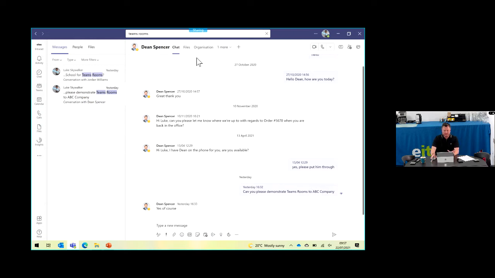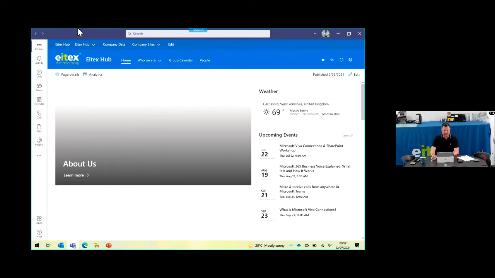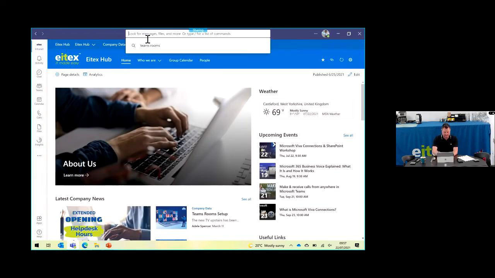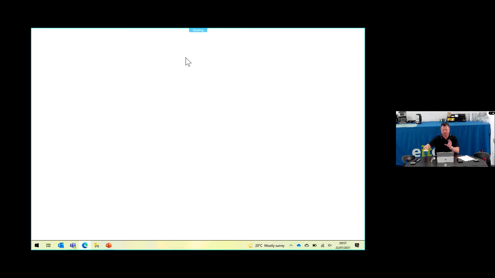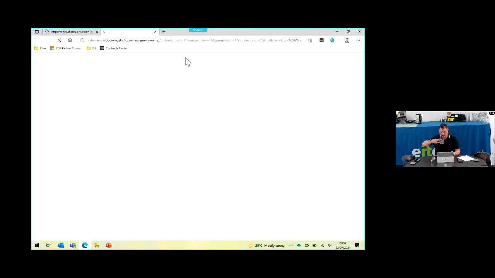So you're probably familiar with the search within Teams right now. But if I type that again, Teams Rooms, from within Teams, the search extends out into the SharePoint site. So if I click on this, this will open SharePoint and it will apply that search to the SharePoint site.